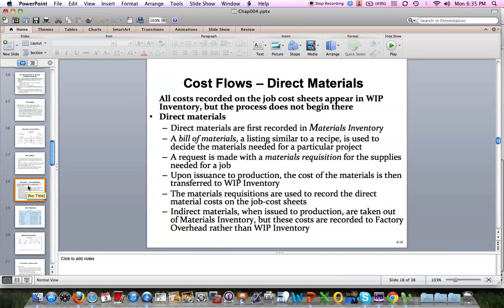Okay, let's talk about cost flows when it comes to direct materials, and you'll want to be looking at pages 100 and 101 again. All costs recorded on the job cost sheet appear in the work in process inventory. Okay, we talked about that, but we actually have more to think about before we get to that point. Okay, so for our direct materials, of course, we know that we have this materials inventory account, right? So as we are buying direct materials, we're debiting materials inventory and crediting accounts payable, or cash, as we buy these materials.